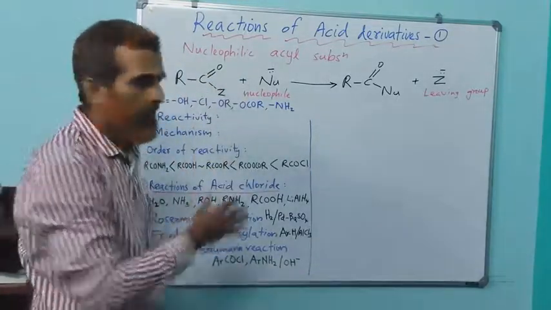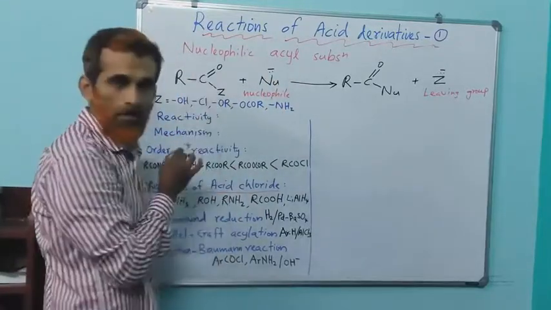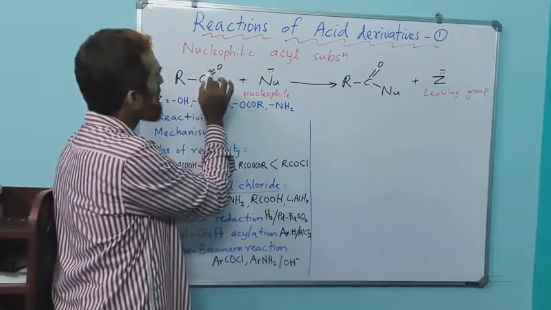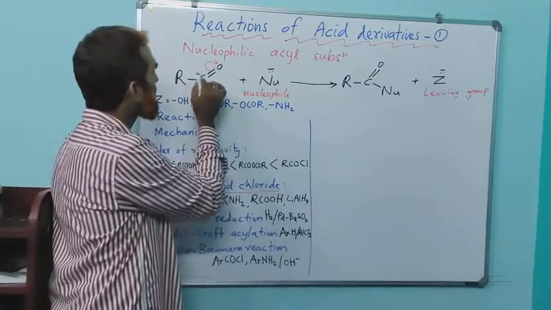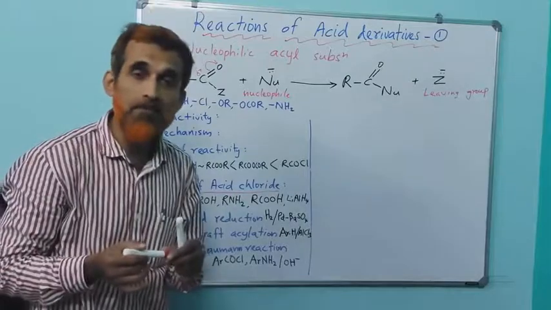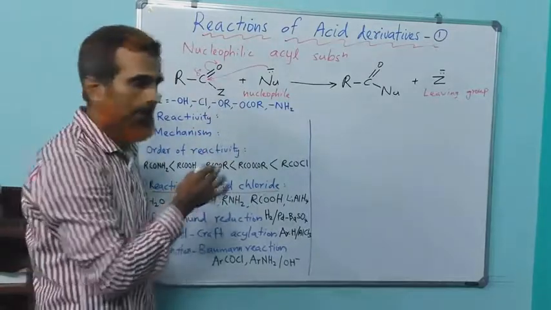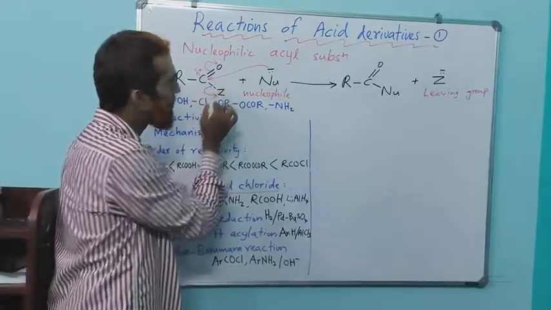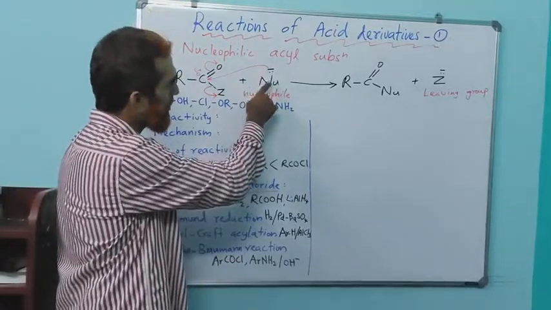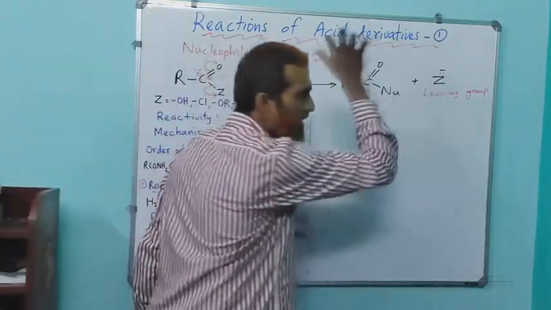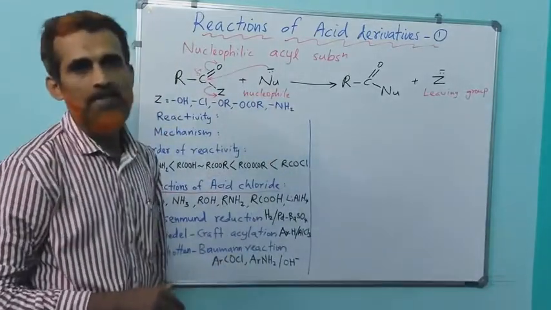What happens? A strong nucleophile attacks this acyl carbon. Why? Because this oxygen is highly polar and this pi bond easily shifts to the oxygen, making this carbon positive, or susceptible to nucleophilic attack. So the nucleophile will attack with its lone pair on this carbon. In turn, this Z will leave. That is what substitution is. The nucleophile substitutes Z, Z becomes a leaving group, and you get the product. So this is the nucleophilic acyl substitution.